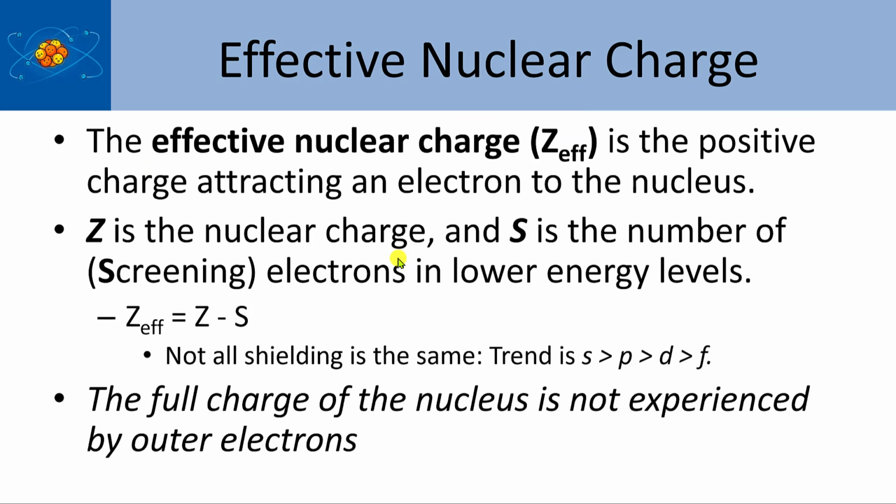So just as a quick summary, the effective nuclear charge is the positive charge attracting an electron to the nucleus. Z is nuclear charge in this equation, that Z effective is equal to the nuclear charge minus the screening electrons. And I just made the note that not all the shielding is the same. The trend is, generally speaking, s's are best at screening, p's are next, d's, and then f's are the worst. Okay. So in essence, not the full nuclear charge is experienced by the outermost or valence electrons.